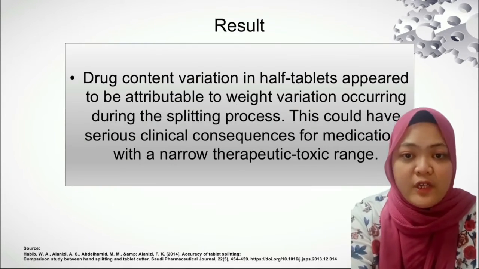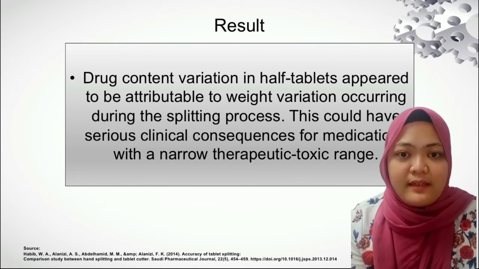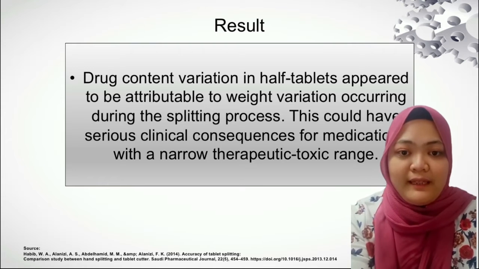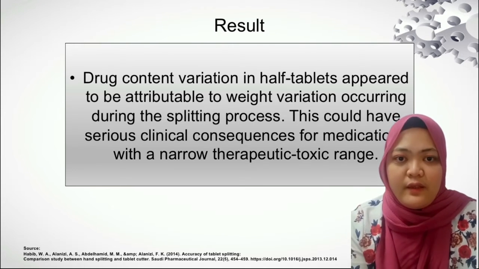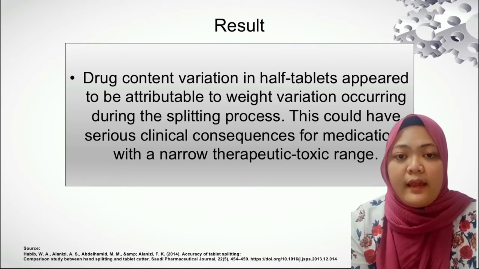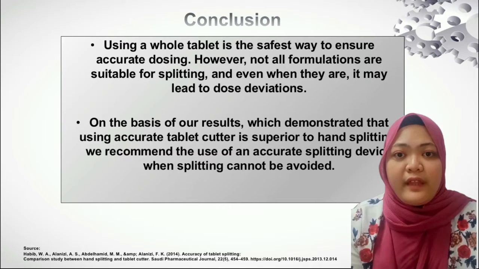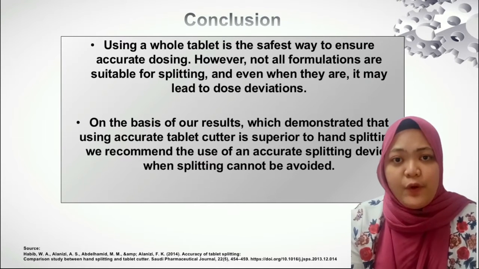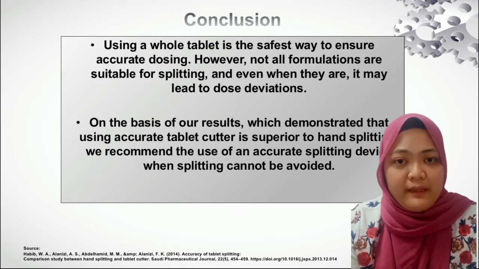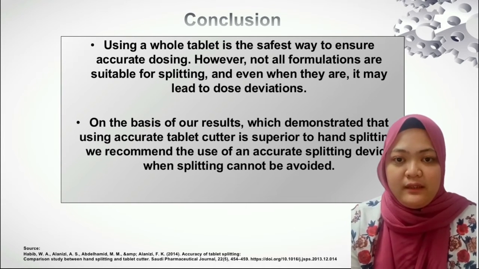Drug content variation in half tablets appeared to be attributable to weight variation occurring during the splitting process. This could have serious clinical consequences for medication with a narrow therapeutic toxic range. For the conclusion, using a whole tablet is the safest way to ensure accurate dosing. However, not all formulations are suitable for splitting, and even when they are, it may lead to dose deviation.